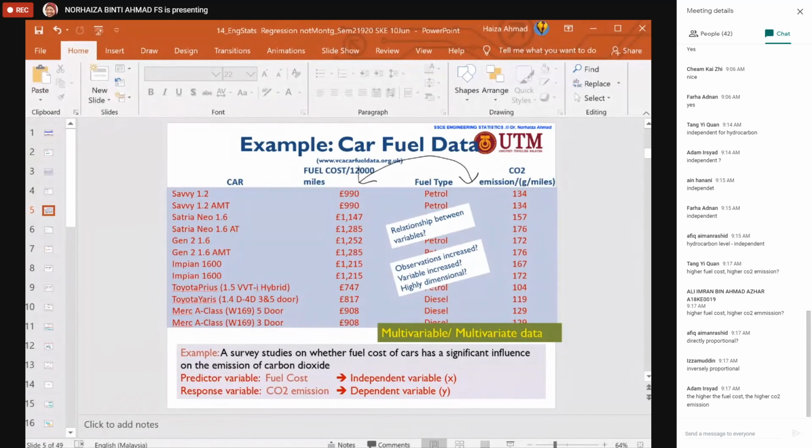But Izamuddin might see it as inverse, while Ali, Tang and Afiq might see that it really is high with high, right? And Adam, you might say higher and higher, but this is just a small set of data. What if you have lots and lots of data? How can you make a conclusion like that?